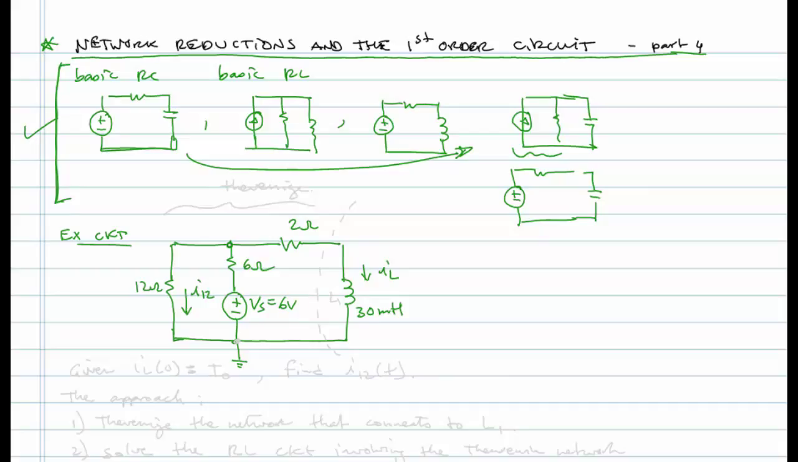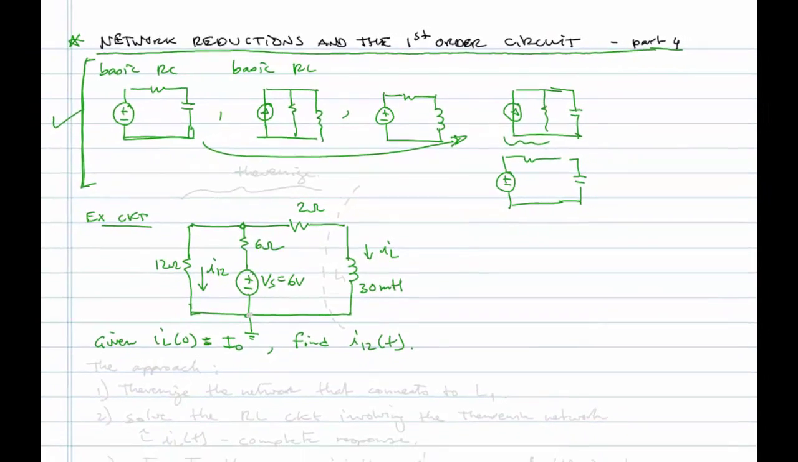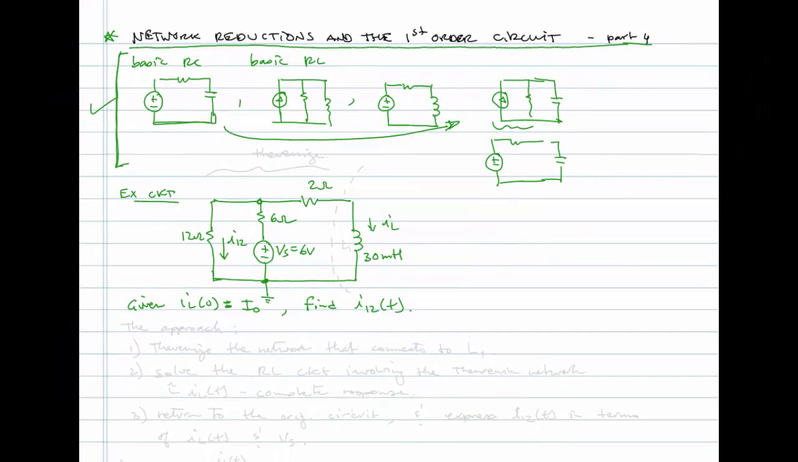Okay, so given that IL at time 0 is equal to, we'll say I naught, so we'll make it more general than picking 0, find I12 of t. Okay, and we want the complete response.